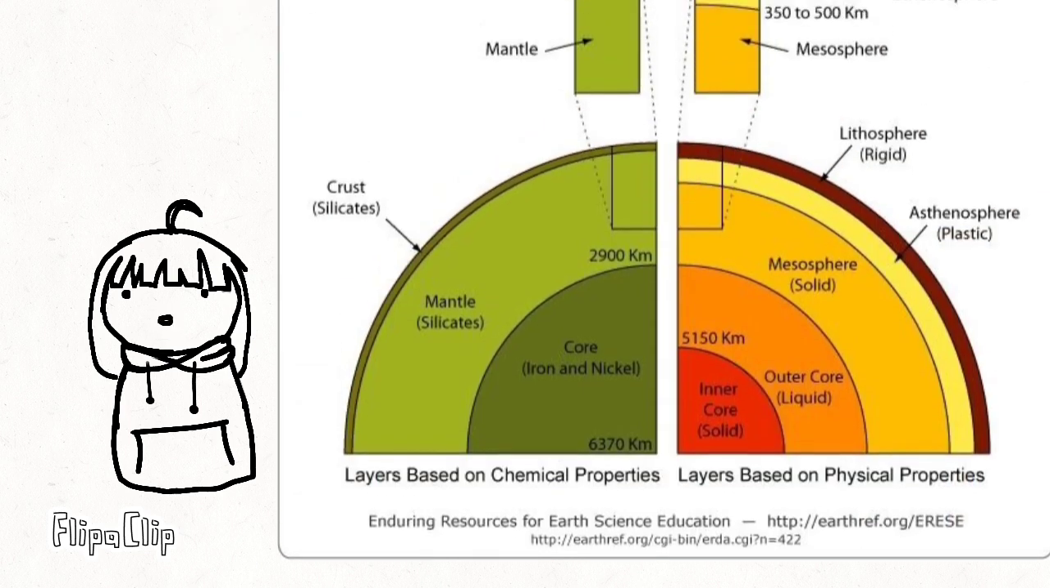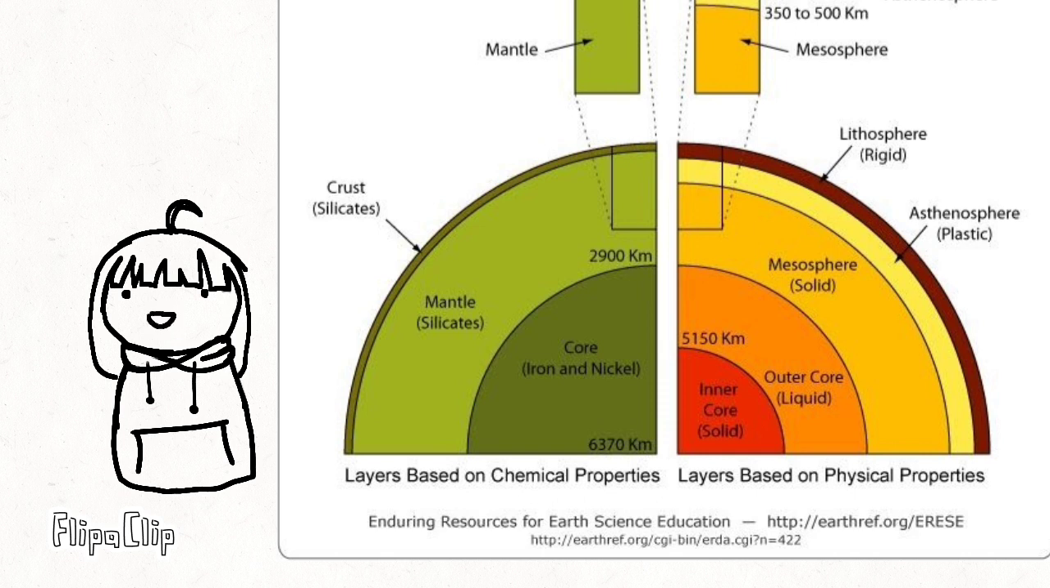We have three compositional layers, or three main parts of the Earth: the crust, mantle, and core. The crust is made out of lighter silicates, the mantle is made of iron magnesium silicates, and the core is made out of iron. We also have the mechanical layers: lithosphere, asthenosphere, mesospheric mantle, outer core, and inner core.